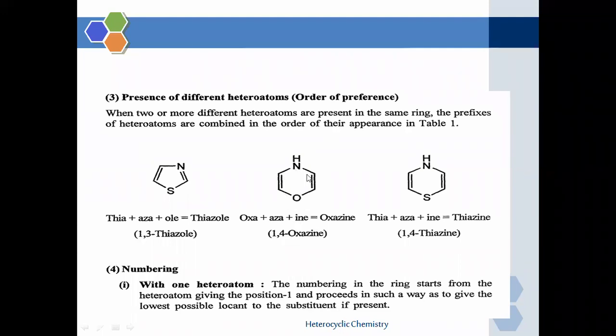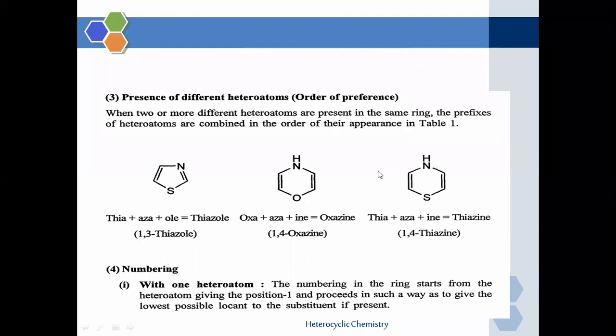If the ring is 6-membered, then we again have to give the preference order. Oxygen is more preferred than nitrogen. So what is the name of this compound? Oxa plus aza plus the parent stem we are going to use is INE. What is the name of the compound? Oxazine. For the same compound, if instead of oxygen there is sulfur, then thiazine. This is about rule number 3. Rule number 3 gives details about the preference order of the heteroatoms if they are present in more number and different types of heteroatoms are present.